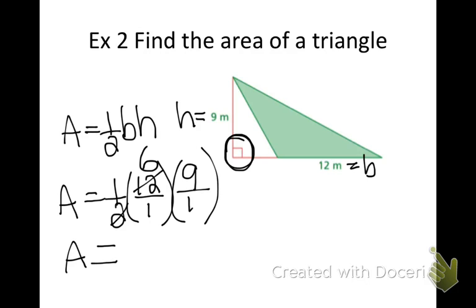So area equals 1 times 6 times 9. I know 6 times 9 is 54. I have my number. I have my units, which in this case is meters, and then I square that. So that is my final correct answer. So please write that down in your notebook. Again, if you have questions, write a side note so that we can go over that during class.